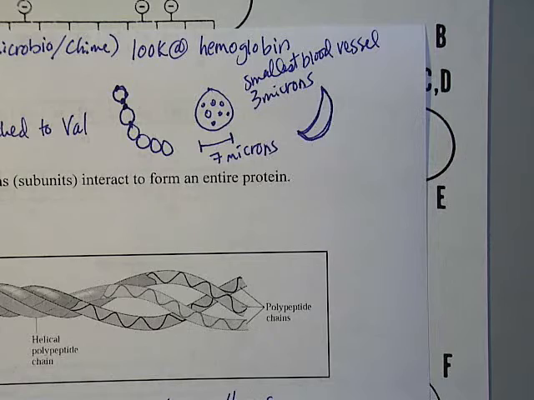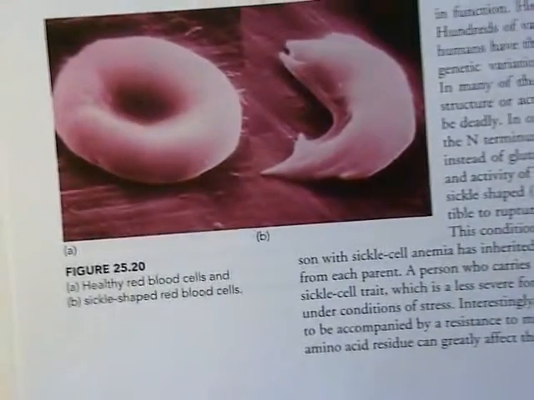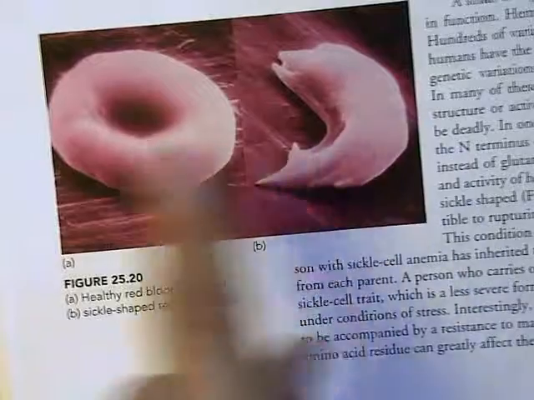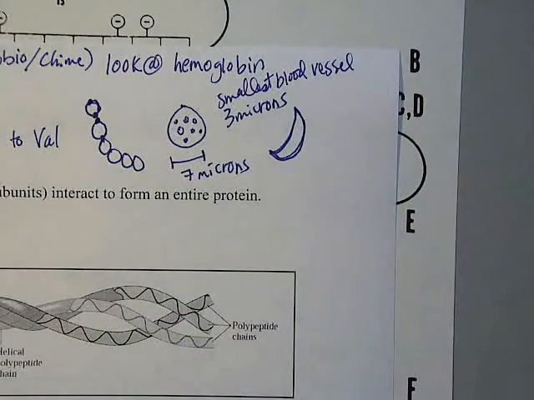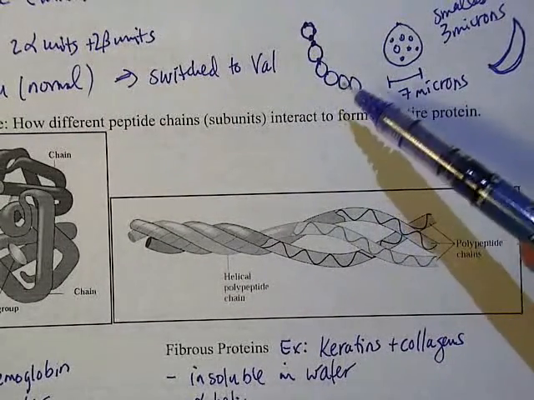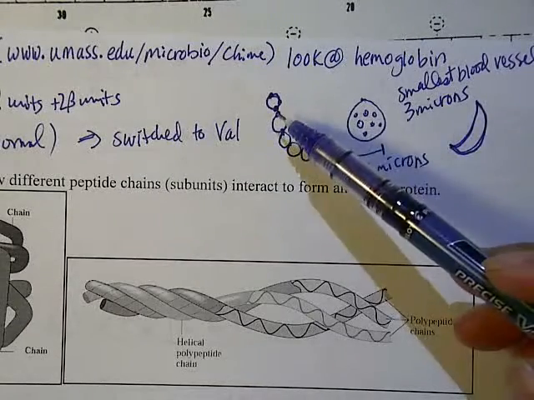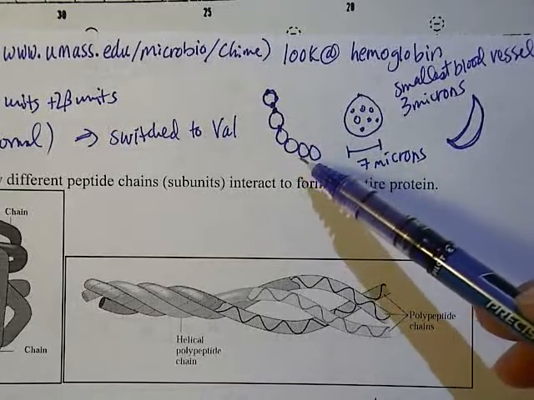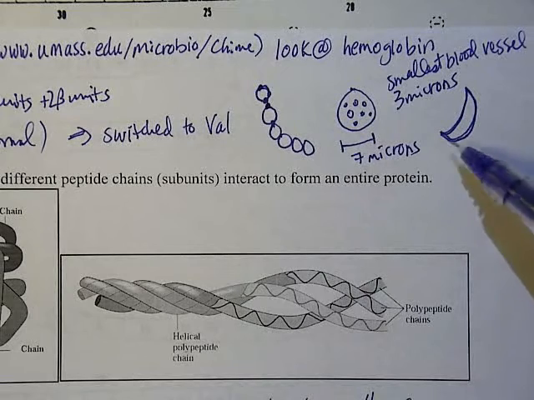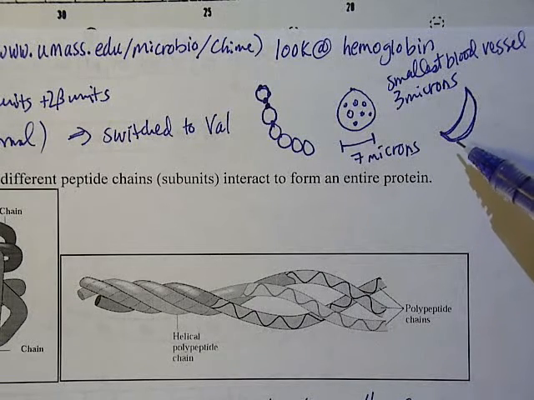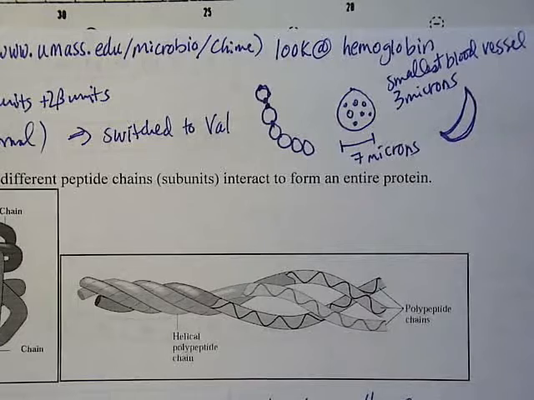you can see the electron micrograph picture of the regular blood cells versus the sickle cells, and that's why this one amino acid substitution causes so much problem, due to this hydrophobic interaction of the hemoglobin molecules sticking together and causing this shape, which in turn causes it to get stuck in the blood vessels.